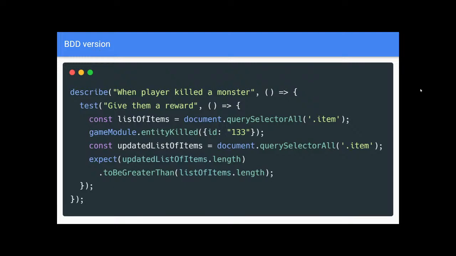And as you can see, in this specific situation, we have probably a screen where we have items of the player. So we get all of those items by document query select for all. We kill the entity, we get a new list of items, and we check if the length of that items is the same as previously. Now, one can say that this is also tied to implementation, which is true, because you have to have a component or a view with the items, and those items will probably have a class or an ID, so you can grab and check that list.